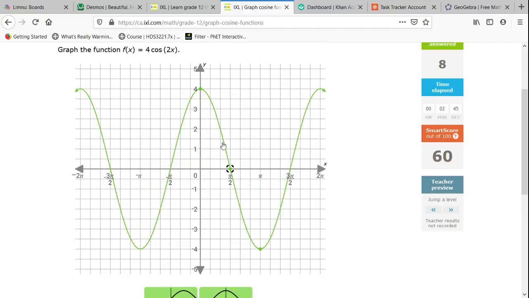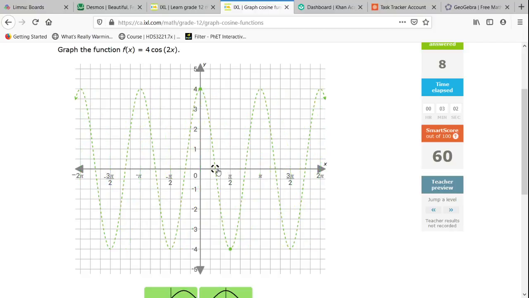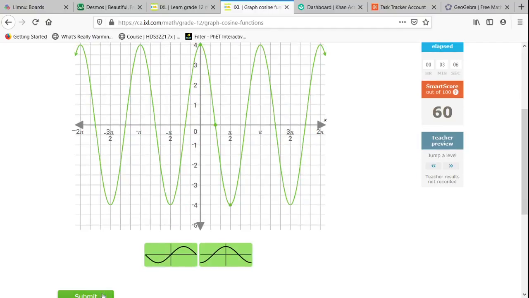Here we bring that up to 4. And then this 2x, 2 pi over 2, is just pi. So our period has to be pi. So we need to shrink this to half the distance it was. And then again, there's no phase shift, so we need to move that max back to the y-axis manually.